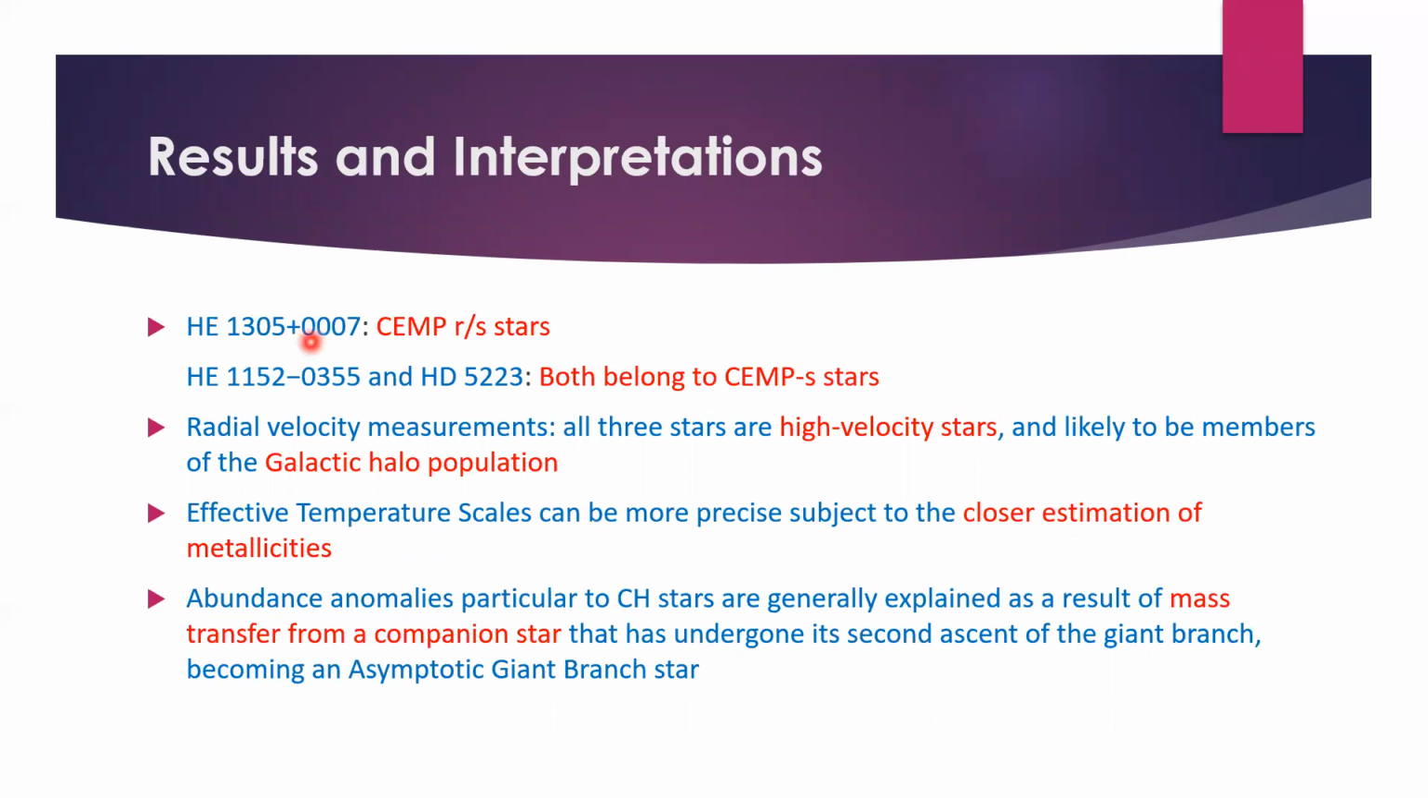It was found that the star HE1305 was a CEMP-r/s enhanced star, whereas the other two stars, that is HE1152 and HD5223, both belonged to the CEMP-s star class. The radial velocity measurements indicated that all these stars were likely to be high velocity stars and expected to be members of the galactic halo population. On obtaining a more precise metallicity, we can also predict the effective temperatures more precisely.